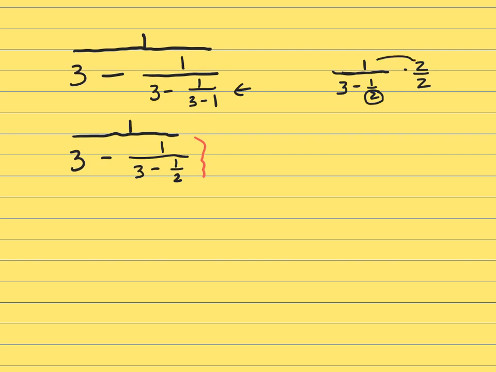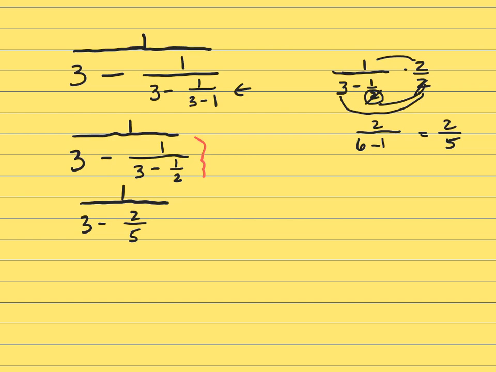1 times 2 is 2. Then you've got to multiply both of these terms by this 2. 3 times 2 is 6, and then the 2's cancel, minus 1. So this gives you 2 over 5. So I'm going to put that over here. That's 1 over 3 minus 2 over 5.